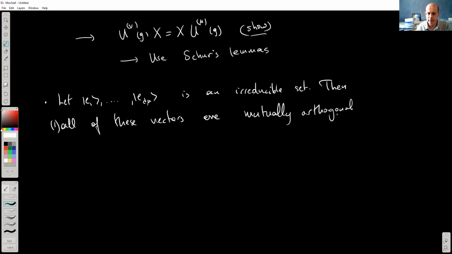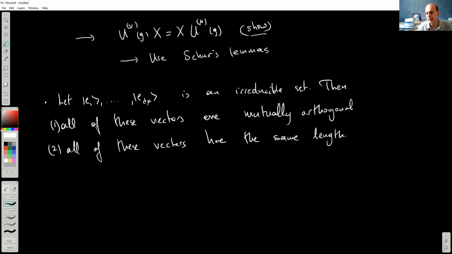All of these vectors are mutually orthogonal, and two, all of these vectors have the same length. It's a corollary of the thing that we have said above, because there's nothing new in here, right? It's just applying this to a given irreducible set.